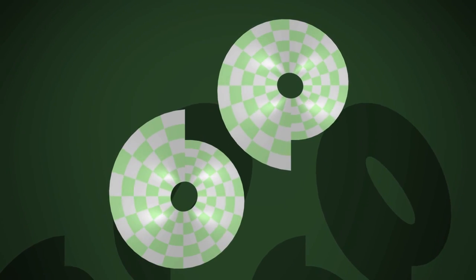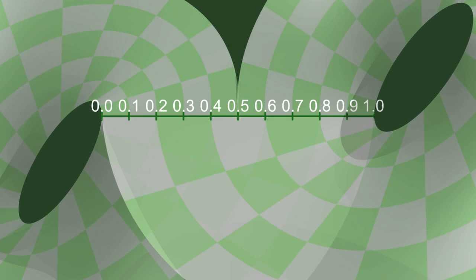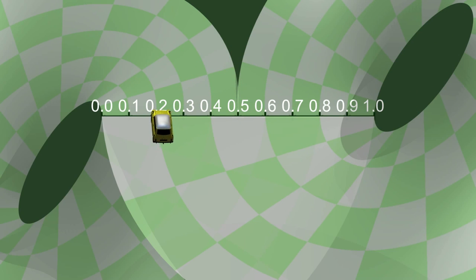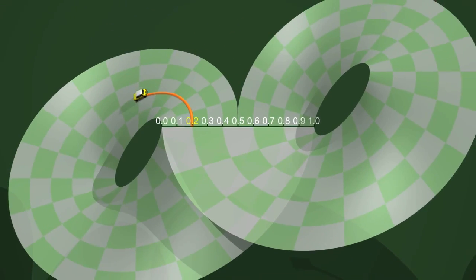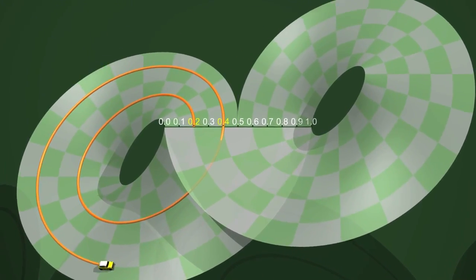Here is a strip of paper. Let's fold it, and cut it, and glue it together. And we have a special object in space. Let's go to the starting line. Here we go. We drive, and a little while later, we are back at the starting line. But we are at a different point of the starting line. From here, a new path starts.